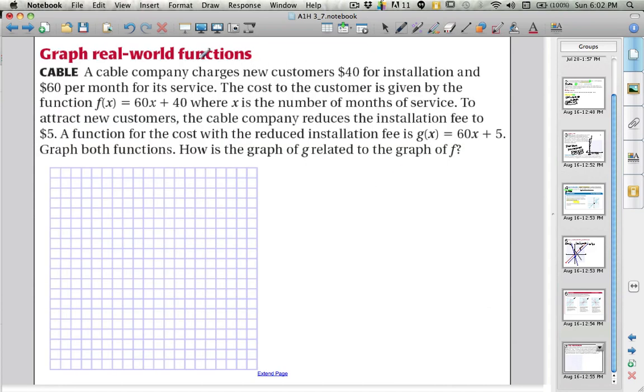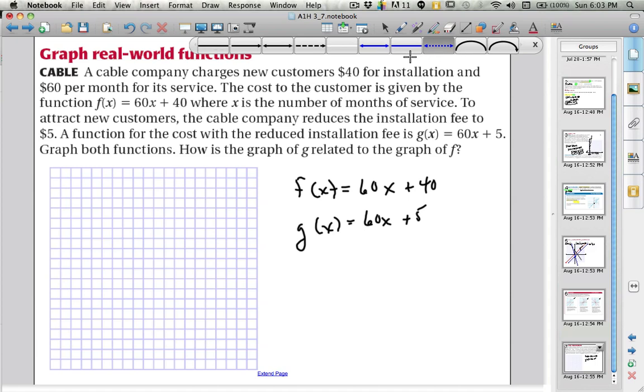Okay, one last little application problem. A cable company charges new customers $40 for installation and $60 per month for its service. So my function f of x will be equal to $60 per month times the number of months plus the $40 installation fee. Okay, to attract new customers, they reduce the installation fee to $5. So then the new graph, g of x, is equal to 60x plus 5. If I graph both functions, how will they be related?